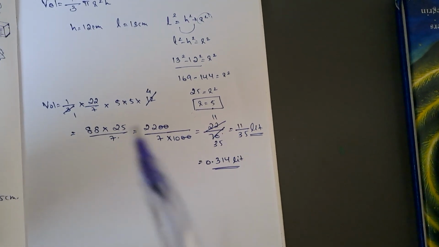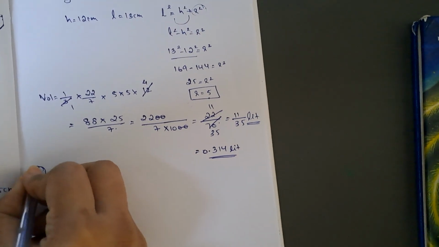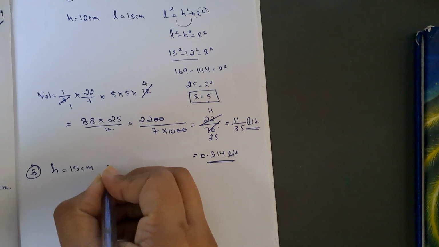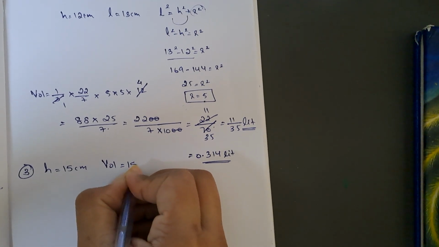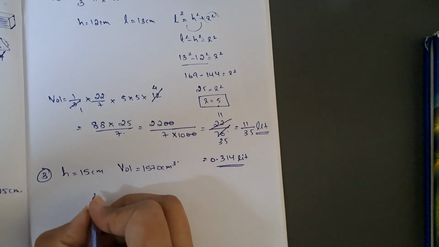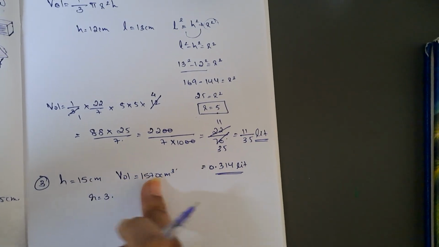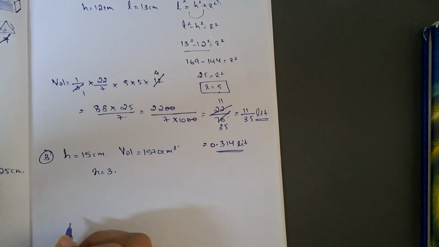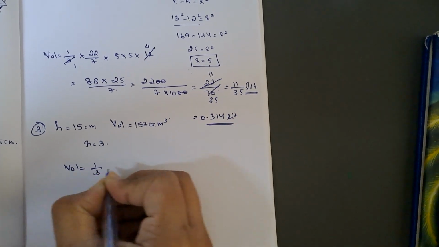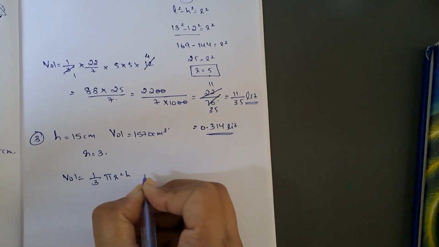Okay, the third question goes like this. It says the height of the cone is 15 centimeters. The volume is already given as 1570 centimeter cube, and find the radius of the base. I need to calculate the radius in here. So the same kind of formula is going to go in here. So what am I going to do here? Volume is equal to 1 by 3 pi r square h.